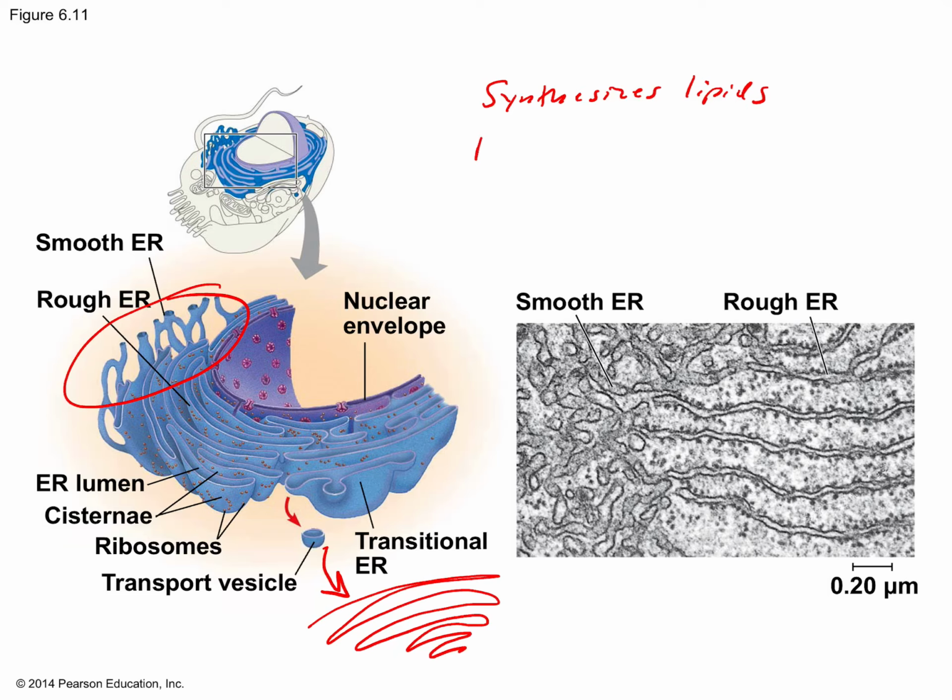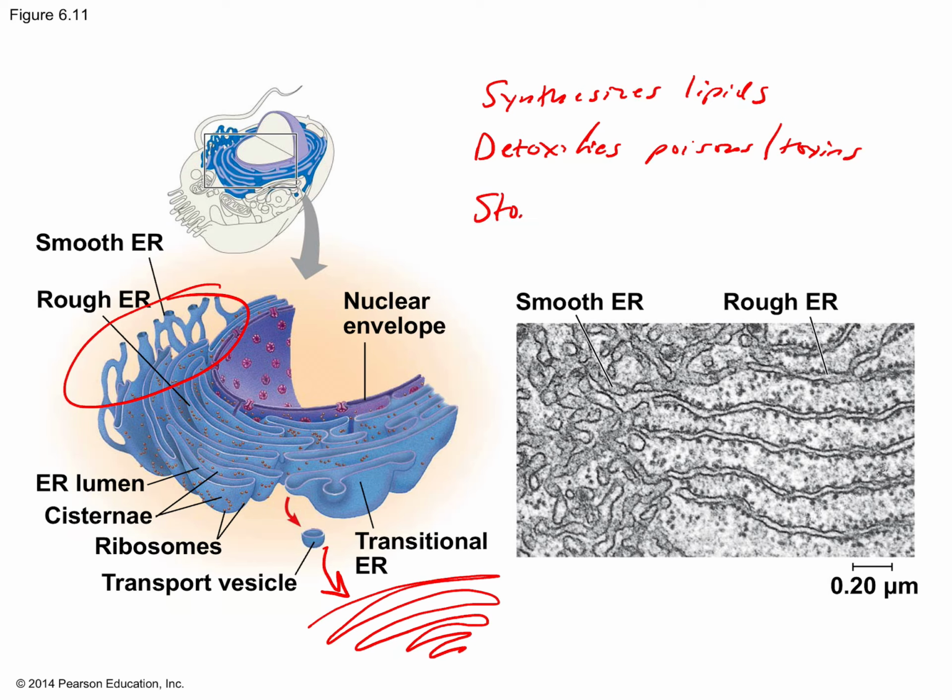Okay. Second thing it does is it detoxifies poisons or toxins. So in this way, you can think of the smooth ER as sort of like the liver of the cell, whereas your liver detoxifies potentially harmful compounds that you ingest in your food before it gets distributed to your body. The smooth ER essentially does the same thing for the cell, breaking down potentially toxic and harmful compounds that find their way into the cell.